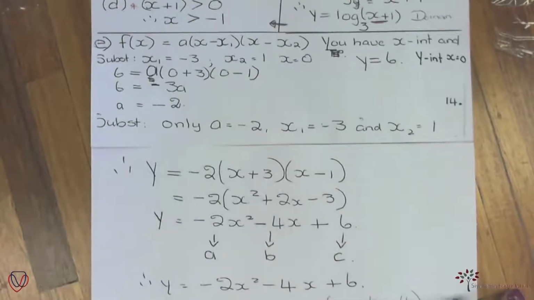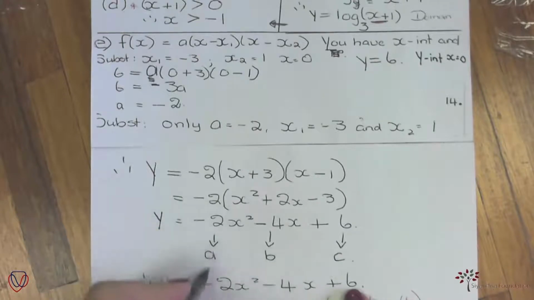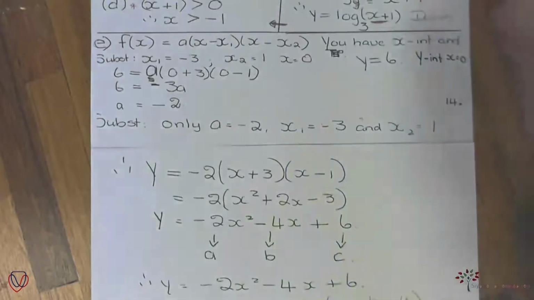But they actually only asked the value of A, B, and C. And that will be A, B, and C. You got that? Okay, people. Right, let's go on.